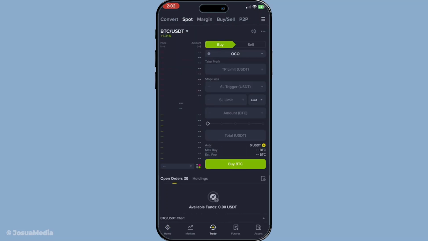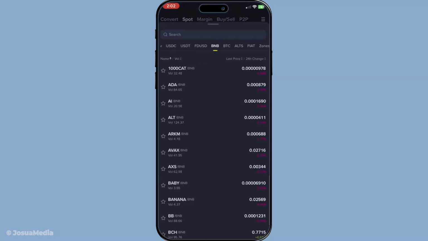Next, you need to select a trading pair. On Binance, a trading pair involves two different currencies, such as BTC USDT. The first part of the pair is what you are trading, and the second part is what you are trading it for. You can easily search for and select your preferred trading pair on the interface. Let's say you choose BTC USDT, which means you'll be trading Bitcoin for Tether.